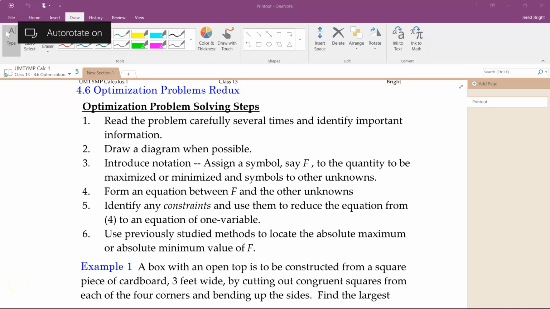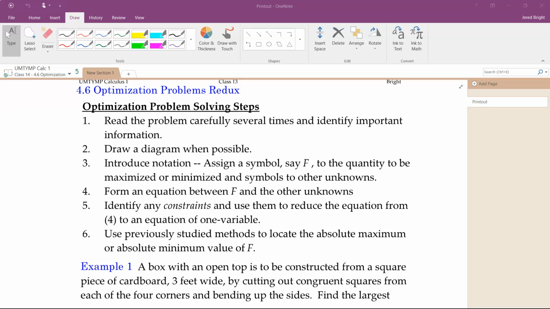In working with optimization, it's a lot like working with related rates. There is a sequence of steps that you generally go through. First thing is read, of course, read carefully, draw a diagram, introduce notation, and then identify what you need to find. Form an equation between the quantity you want to maximize and other knowns. And then the fifth is your constraint equation.